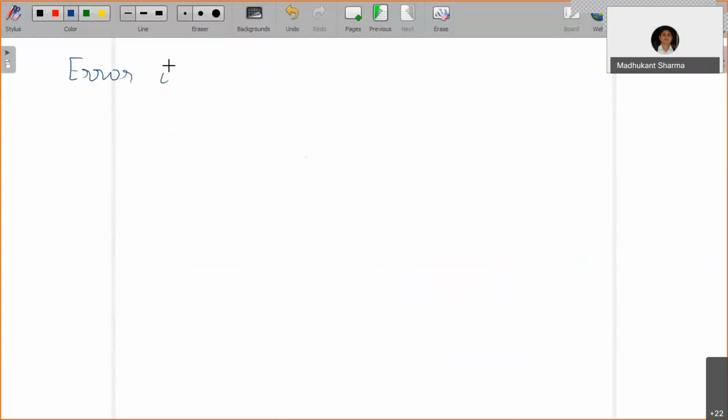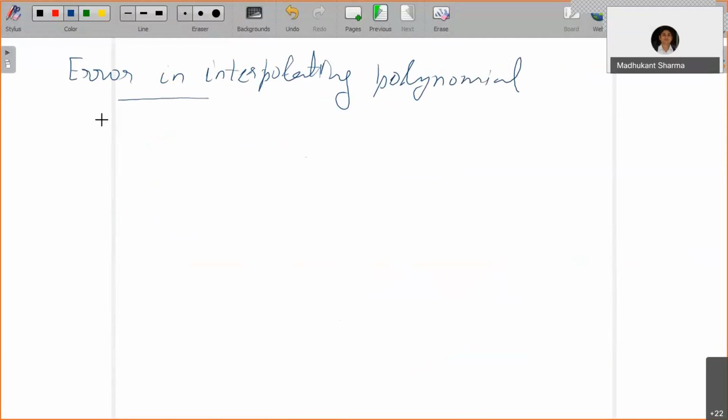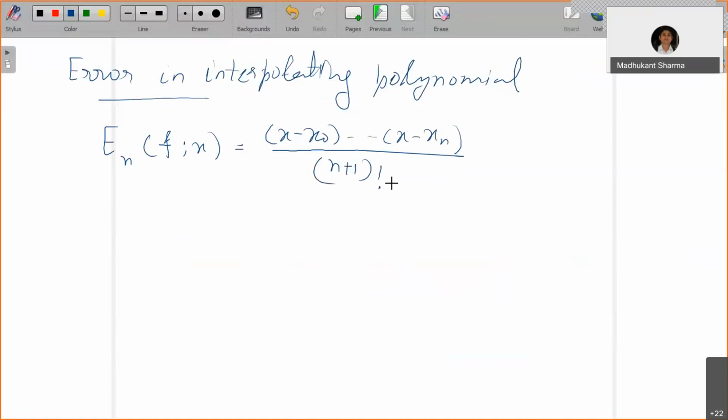So the error in the interpolating polynomial, which we are going to define as f of x minus p of x, if you recall, is equal to x minus x naught up to x minus xn divided by n plus 1 factorial times the n plus 1th derivative of f at some z, where z lies between x naught and xn.